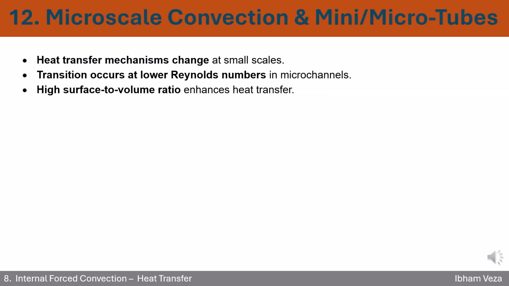12. Microscale convection and mini and micro tubes. Let's finish by talking about how things change at the microscale. In mini and micro tubes, the heat transfer behavior shifts because surface effects dominate. You can't just apply normal pipe flow equations. Heat transfer mechanisms evolve at small scales. One key change is that transition from laminar to turbulent flow happens at much lower Reynolds numbers in microchannels. So you'll see turbulence effects even when flow rates are low.